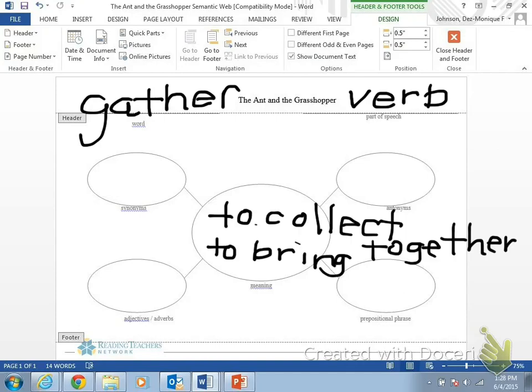All right, so you should have for the meaning one of these two meanings inside of the middle bubble. Gather means to collect or to bring together. So now it's our job to think about some words that might mean the same as gather. If gather means to collect or bring together, what would be another word, or a synonym, that would mean the same or almost the same as gather?